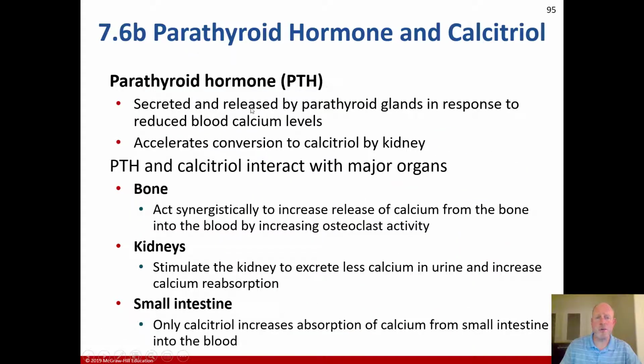The parathyroid hormone is secreted and released by the parathyroid glands in response to reduced blood calcium levels. That's the primary job. It accelerates the conversion of calcidiol to calcitriol by the kidney. And then the PTH and the calcitriol interact with major organs. With bone, they interact synergistically to increase the release of calcium from the bone into the blood by increasing osteoclast activity. In the kidneys, it stimulates the kidney to excrete less calcium in urine and increase calcium reabsorption. And then in the small intestine, only calcitriol increases absorption of calcium into the blood.